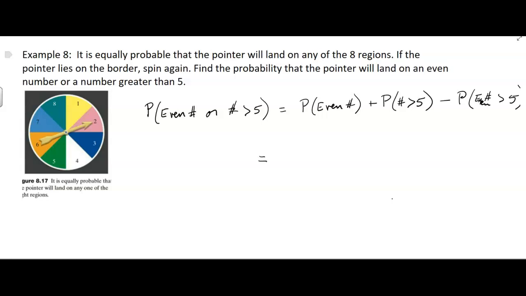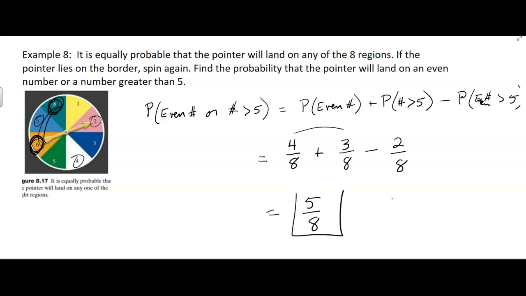It's probably harder to write all that out than to actually do the problem. So what's the probability of getting an even number? Well, you've got a 2, a 4, a 6, and an 8. So 4 out of 8 are even. What's the probability of getting a number greater than 5? The 6, the 7, and the 8. So those 3. 3 out of 8. There are 8 choices, right? Now we have to subtract an even number that's greater than 5. So that's going to be both the 6 and the 8. So 2 out of 8. So 7 minus 2. The probability is 5 out of 8 of getting an even number or a number greater than 5. That's the probability.